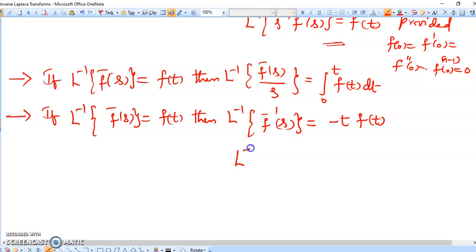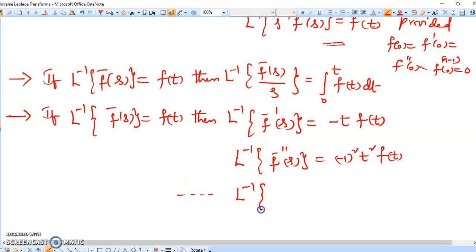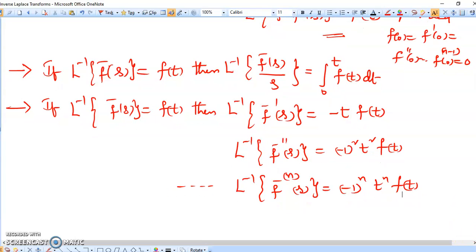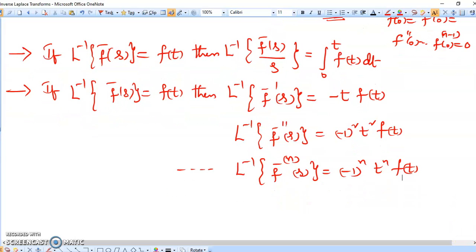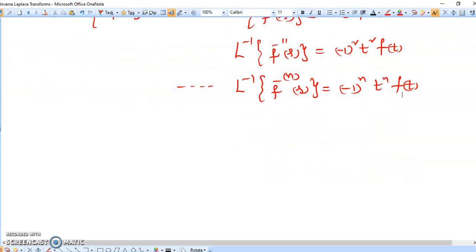If I have L inverse of f bar double dash of s, right? Now what this is going to give? So we have minus 1 whole square t square f of t, and this continues, and I am now writing the generalized rule. L inverse of f bar n of s is equal to minus 1 whole power n t power n f of t. That means we have f of t multiplied with t power n, isn't it? So this gives the inverse Laplace transform for the nth derivative of the function.